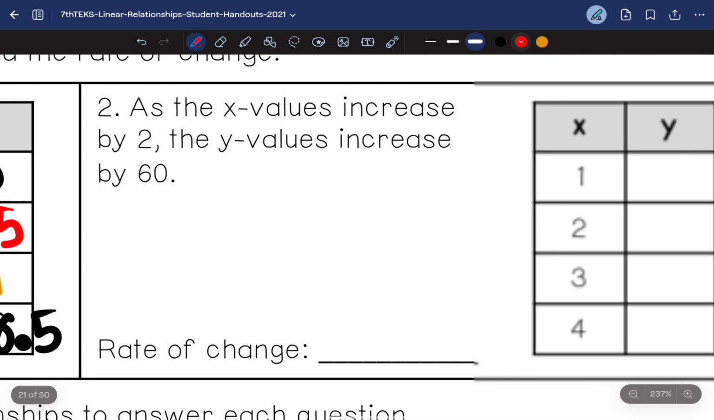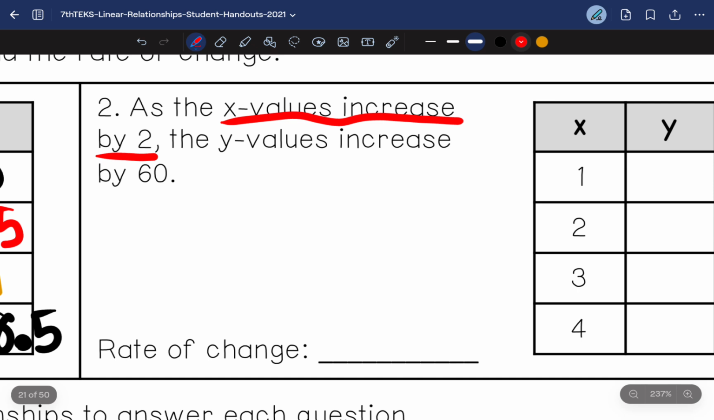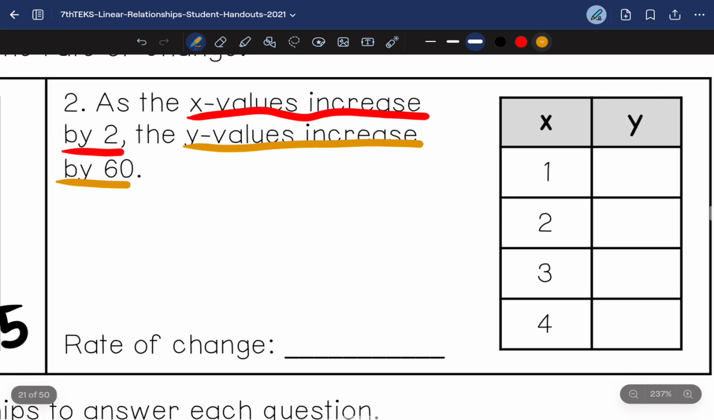Number 2, as the X values increase by 2, that kind of seems like I should underline that. The Y values increase by 60. So I'm going to look at my table here, and I'm going to go to where it says X is 2. And it says as the X values increase by 2, the Y values increase by 60. So I'm going to put a 60 right there.